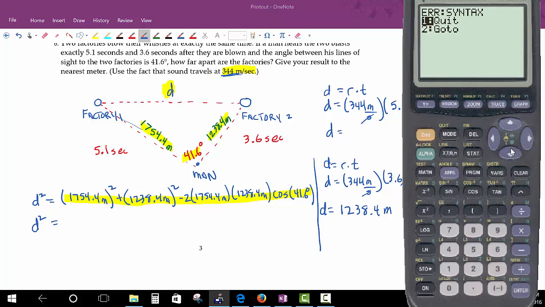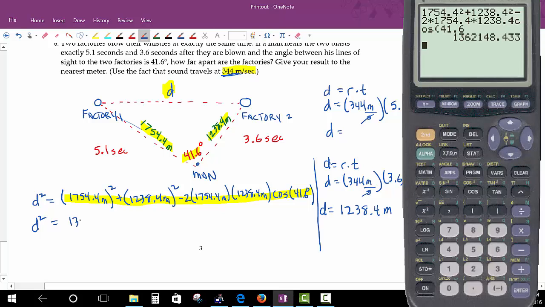Now, I got an error. That means I put something wrong. Anytime this happens, go to your go-to thing, and generally it'll tell you what's wrong. It looks like I have a parenthesis that I don't need there. So I'll take that out and do it again. I'll get this big number, 1,362,148.433. Then I'm going to take the square root of both sides, and that should give the answer to the problem.